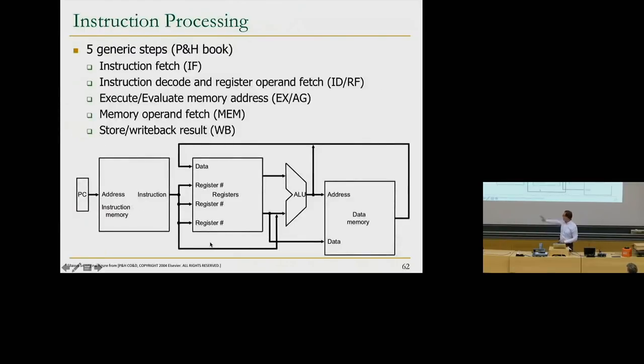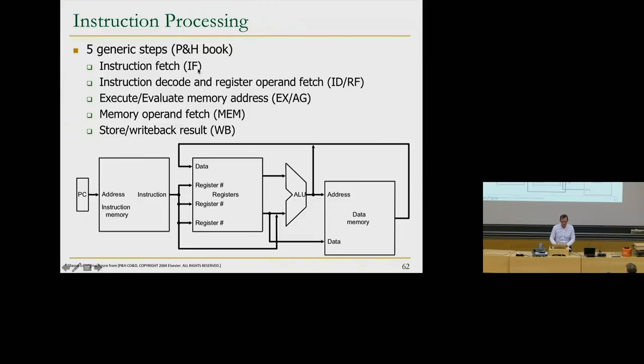Okay, so this is our basic data path. I'm going to actually connect these components, and this is going to be our data path. So we have 5 generic steps. This book is not required, but it's very similar to your book. Instruction fetch, instruction decode. You will see all of this is going to be exactly the same, actually, almost. The control signal names will be slightly different.